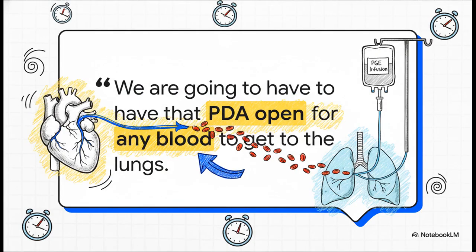And this really says it all, doesn't it? If that PDA closes, there is zero blood flow to the lungs. Game over. So that continuous PGE drip, it's not just a medication. It's the baby's entire pulmonary circulation in an IV bag.